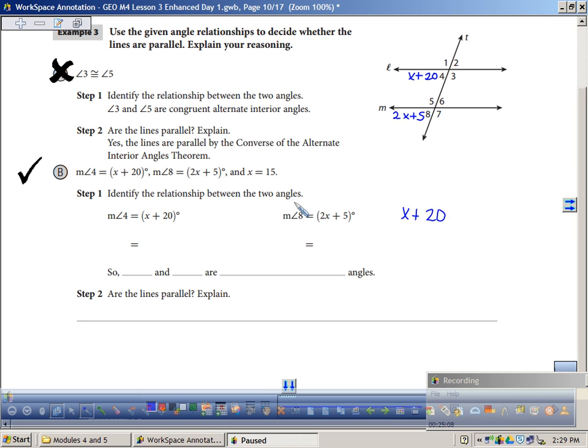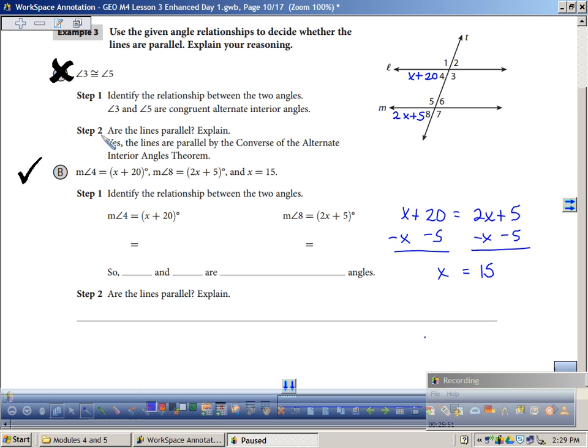Okay, so x plus 20, I'm going to do this over here because I don't like all this stuff, equals 2x plus 5. If I subtract x from both sides and subtract 5 from both sides, I get x equals 15. I did that backwards. Yeah, I did it backwards. Okay, this is how we should have done it.